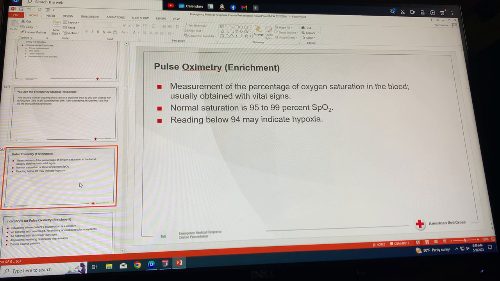SpO2. Pulse oximetry also is used to assess the adequacy of oxygen delivery during positive pressure ventilation, and the impact of other medical care provided. When monitoring a conscious patient's oxygen saturation levels using a pulse oximeter, you may reduce the flow of oxygen and change to a lower flowing delivery device if the oxygen level of the patient reaches over 94%.